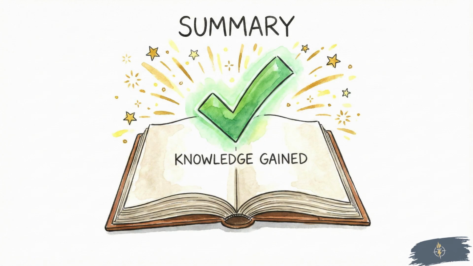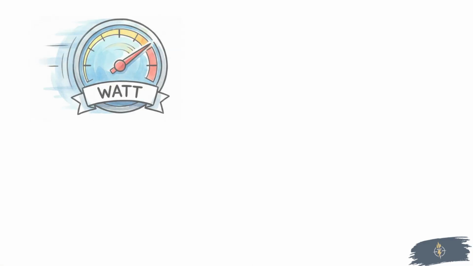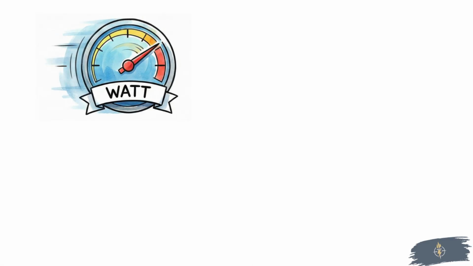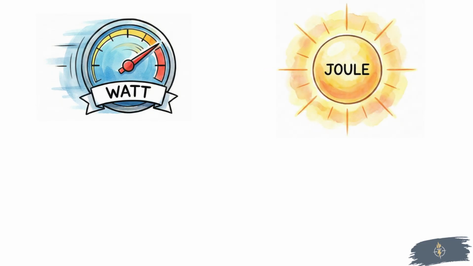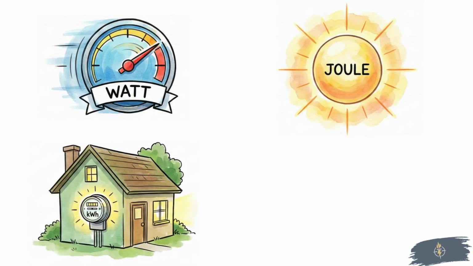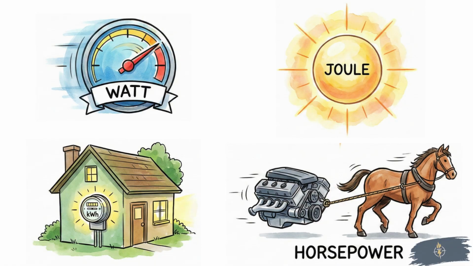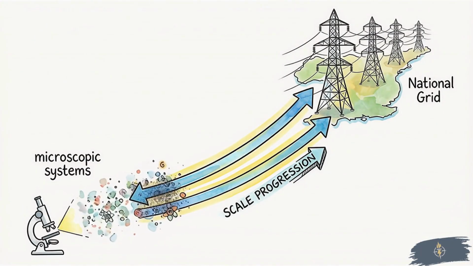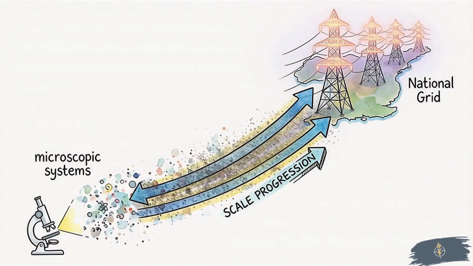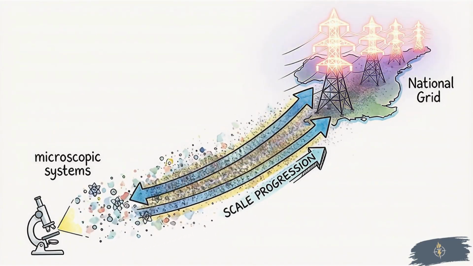So what did we learn today? We learned that a watt is the rate of energy use. A joule is the energy itself. A kilowatt-hour is simply a larger energy unit used in daily life. Horsepower connects modern engines to the strength of horses. And prefixes allow us to scale from microscopic systems to national grids.